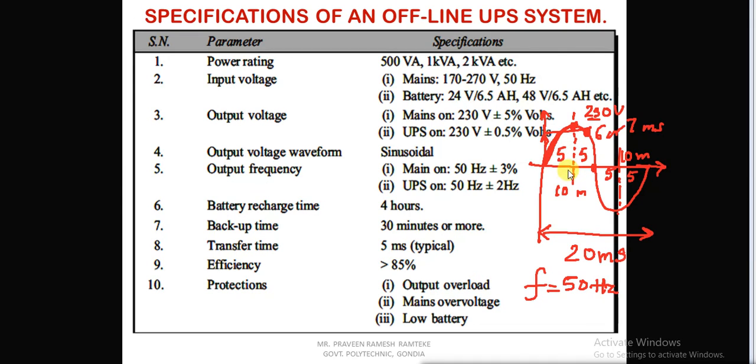So this is all about the offline UPS system. Generally, the offline UPS system is not used for critical load. It is used only for general purpose applications where we are not using critical loads. This is all about the offline UPS system. Thank you very much.